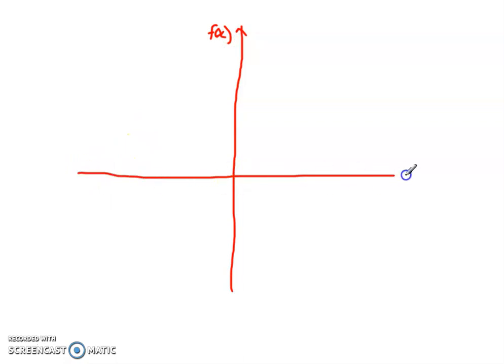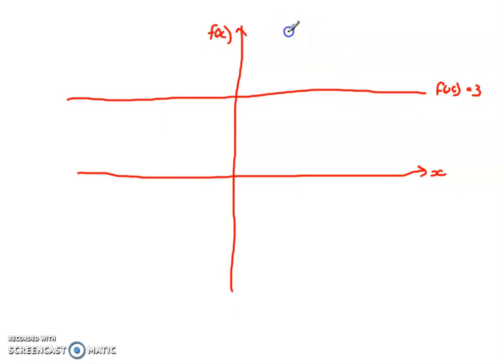First thing I have to do when sketching it, I always set up my axes first. So there's my f of x axis there. I then draw my horizontal axis, my x. Then I mark on my asymptotes. So I've got a horizontal asymptote going along here, and I know that that's at f of x equal to 3. I then have a vertical asymptote going up and down there, which I know occurs when x is equal to 1. So that's the first bit of information I've got.